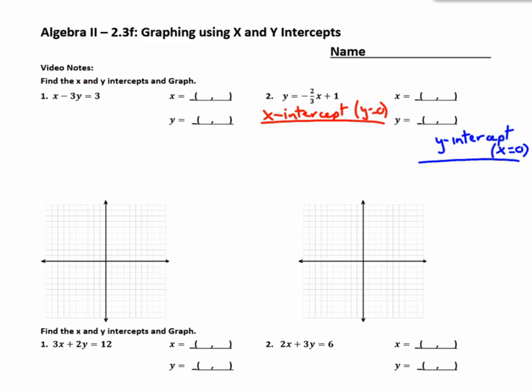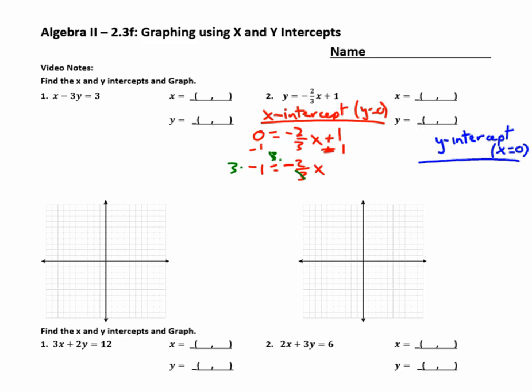So let's do the x-intercept first. The x-intercept, I'm plugging 0 in for y, so I get 0 equals negative 2/3 x plus 1. Well, this is a nice friendly equation. I need to subtract 1 from both sides, so I get negative 1 equals negative 2/3 x. Part of us remembers, hopefully, that when I'm solving this, I need to get rid of the fraction, so I multiply both sides by 3.